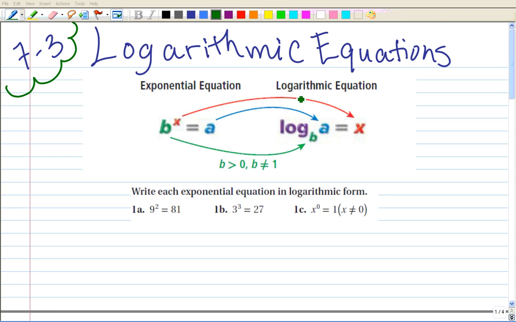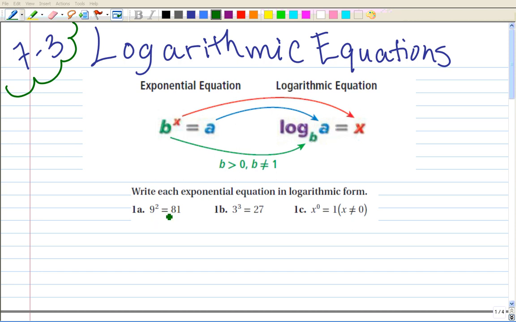And so if we want to switch it to a log, we'll have log base b of a equals x. So notice that the log is equal to what used to be our exponent. So the log solves for the exponent that gets us from base b to a.